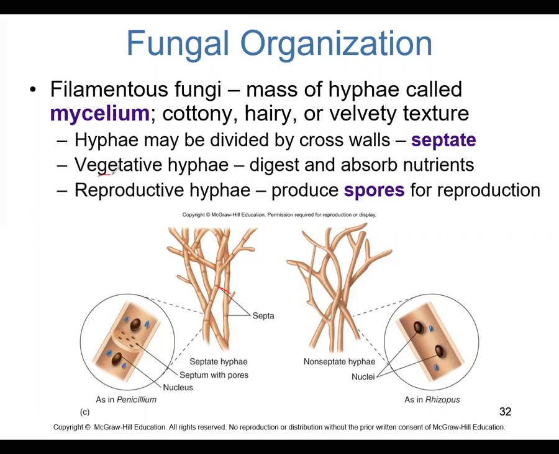We have two main forms of hyphae. The vegetative ones are just growing happy-go-lucky, digesting food, absorbing their nutrients, just going about their business. And then you have what we call the reproductive ones, and these are the ones that are going to produce spores for reproduction.